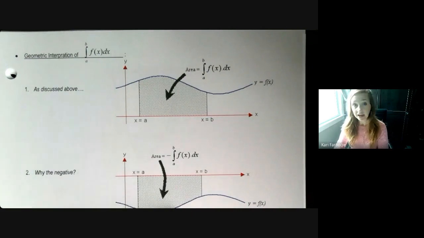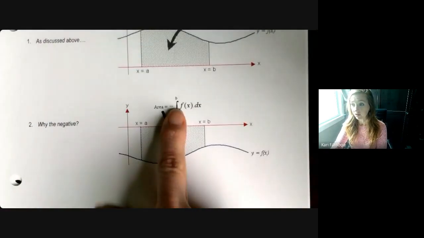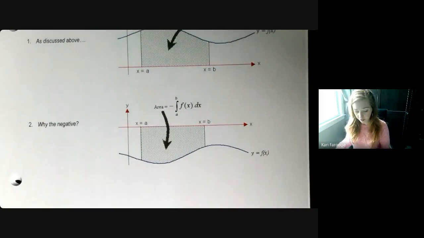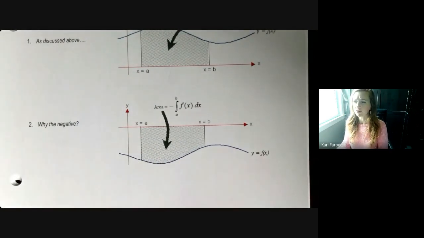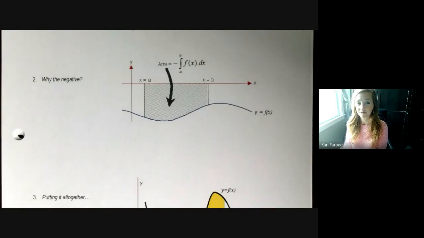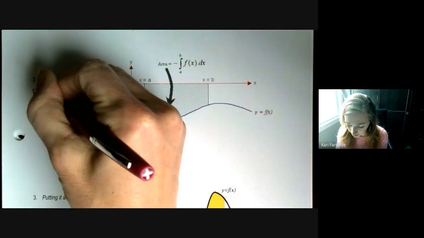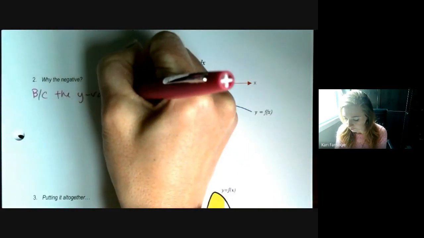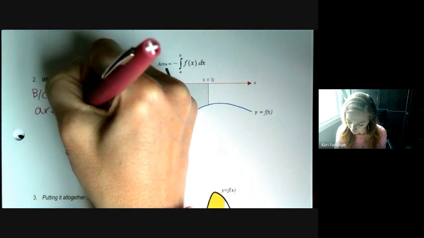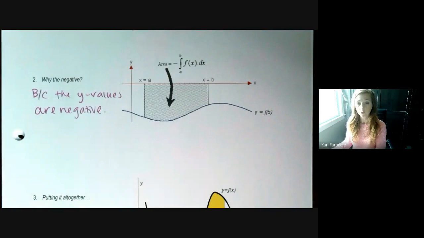Now, in the second example, the area is actually a negative value. And the reason for this is because the y values are negative. So sometimes when you're computing area, I know you've talked so much previously in geometry about how certain quantities could be negative. And one of those was like area and distance. And in this case, area can be negative because the y values are negative. You're going to see some more of this in later sections. But in this case, we would say that the area can be negative because the y values are negative. And it just is what it is.